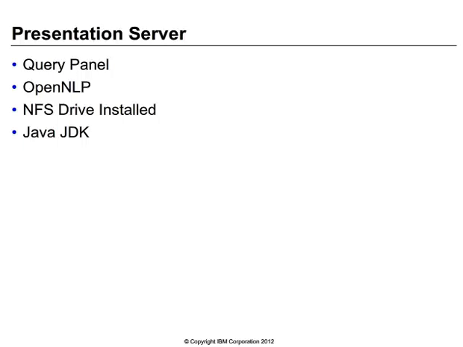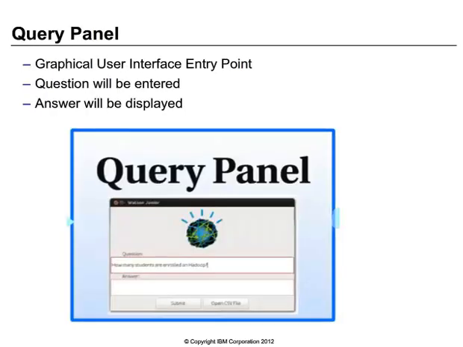The answer to the question will now be searched from the NFS drive. In our prototype, all the processed data will be stored in the NFS shared drive. You need to install a Java SDK version 1.8 and above to enable the Java code you wrote to run. The query panel is a graphical user interface wherein the question will be entered and the answer displayed. Under the covers, it tries to understand the question by passing the question to an application installed in this computer called OpenNLP. Once the question is understood, it will search for the answer.